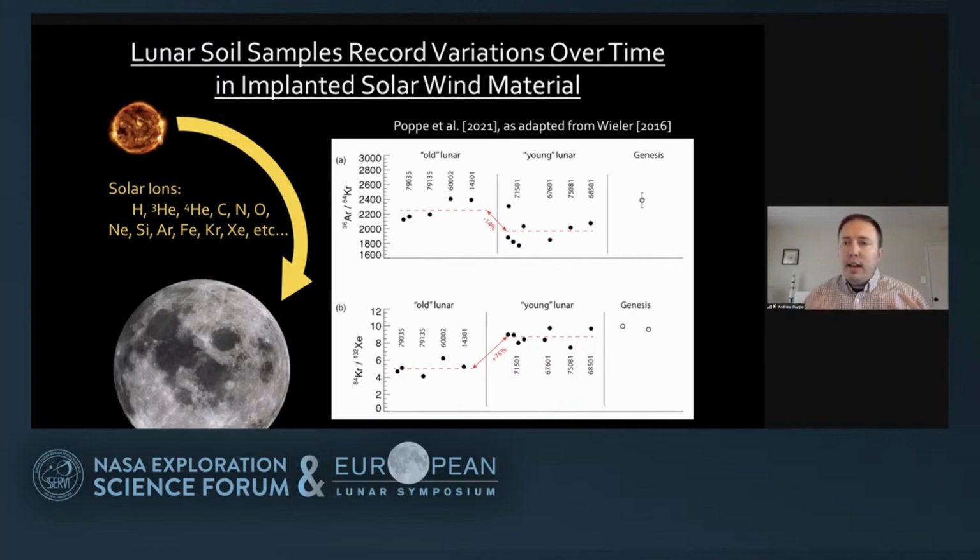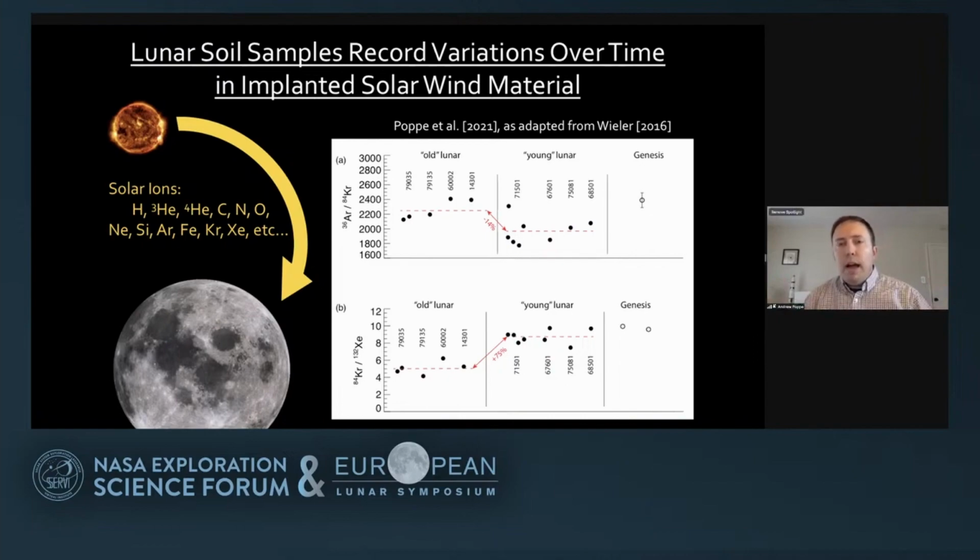And these elements are really remarkably important to study because they are not generated by nucleosynthesis in the sun. They are actually, quote unquote, primordial, and they originate from the protoplanetary disk out of which the sun and the solar system formed. So by measuring these minor trace ion species, we can learn about the composition of the protoplanetary disk. As these ions are being emitted from the sun, they're implanted deep into the regolith of the moon.